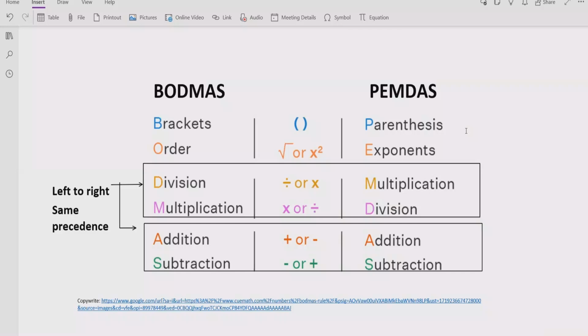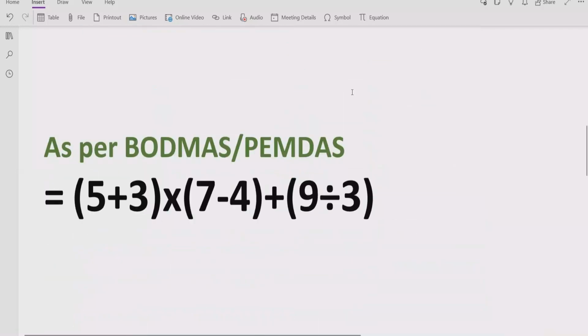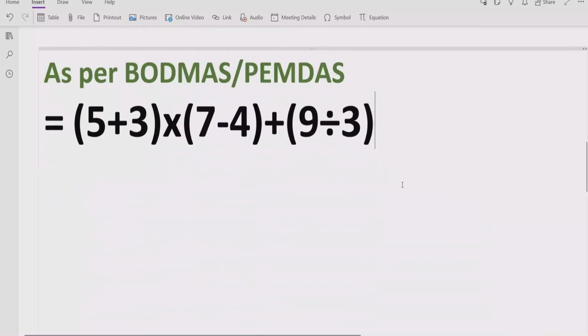After that, step number 3 is that you have to go left to right in your expression and find out division and multiplication, whichever is coming first. So you have to solve that part first. If division is coming first, you have to solve the division first. And if multiplication is coming first, you have to solve the multiplication first. Similarly, for addition and subtraction, we have the same rule. We can subtract if it is coming first and we can add if it is coming first. So now we have to move forward to solve the given expression.